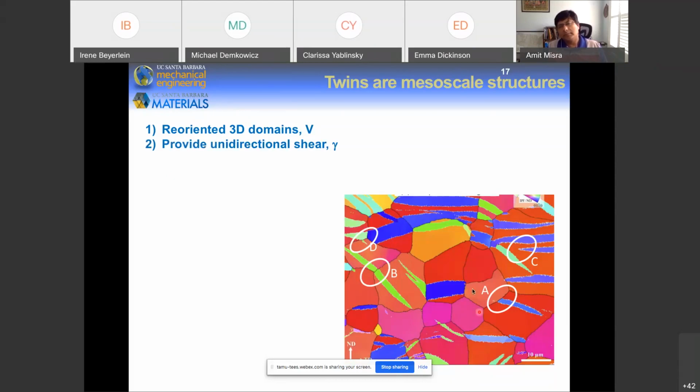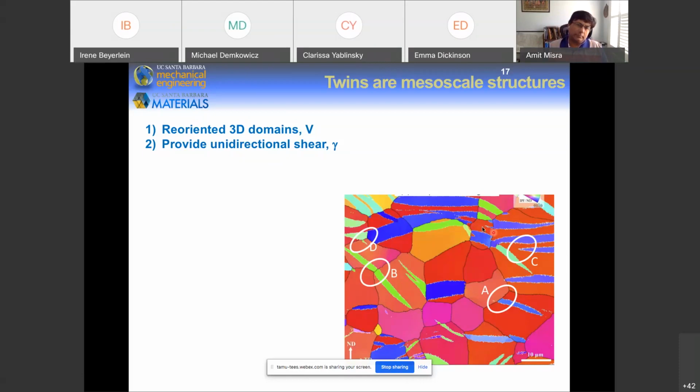And you can see here, I'm showing this orientation image map of magnesium that's been deformed. You can see there are many different twins. These are these lamellae. Now, I'm describing them because of their shape, but they have been analyzed in the sense of what their matrix-twin orientation relationship is across this boundary. And because of that, you can identify the twin type and its twin variant.